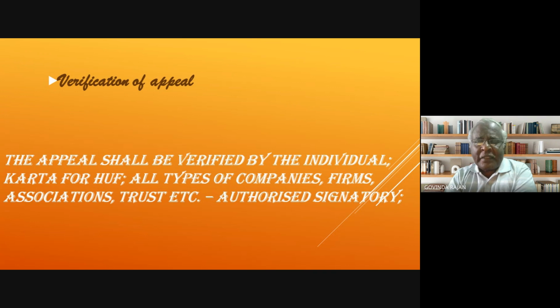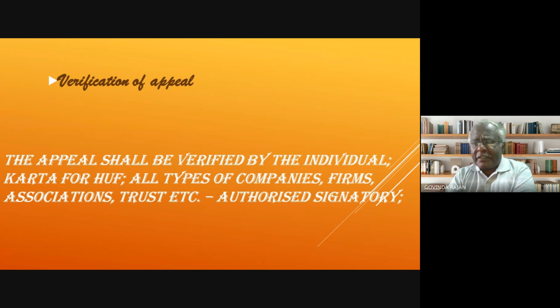So lastly, it should be verified. The appellant may be an individual, a company, a firm, an association, etc. If it is an individual, it should be verified by the appellant himself. If it is a Hindu undivided family, the appeal should be filed by the Karta of the Hindu undivided family. Other entities are companies, firms, associations, trusts, etc.